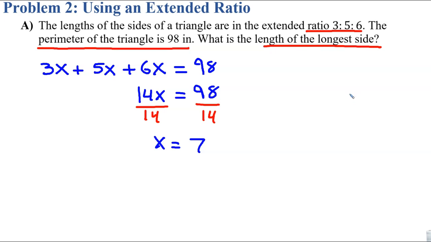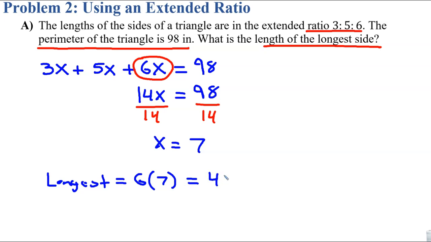So what I'll do for that is I'm going to take the 6x part of my equation, because that corresponds with the longest side in this 3 to 5 to 6 ratio. And I'll plug my 7 into the 6x. So we could say my longest side is equal to 6 times the 7 we just found. Okay, 6 times 7 is just 42. So I know the longest side of that triangle is just 42 inches.